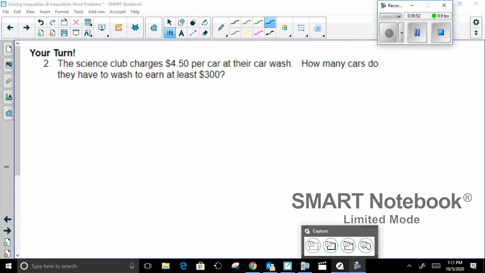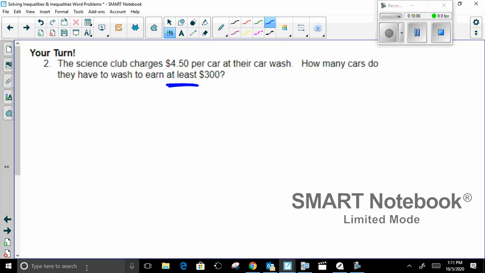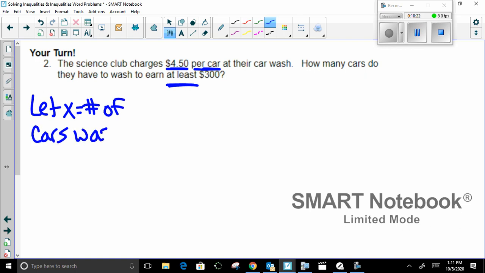All right, let's look at the next problem. The Science Club charges $4.50 per car at their car wash. How many cars do they have to wash to earn at least $300? So they charge $4.50 per car. Do I have any idea how many cars they washed? I don't. So I need to let X equal number of cars washed. So just like equations, make a let statement, then we'll make our inequality.